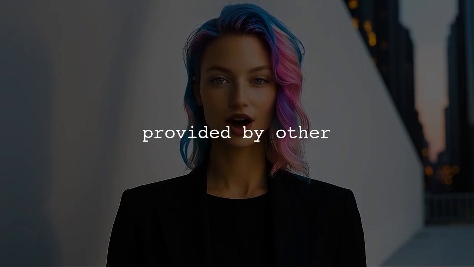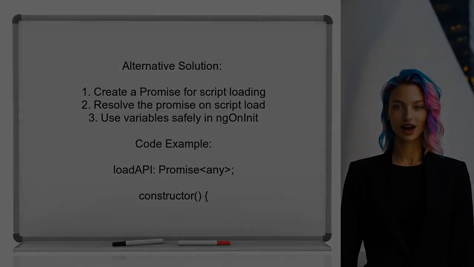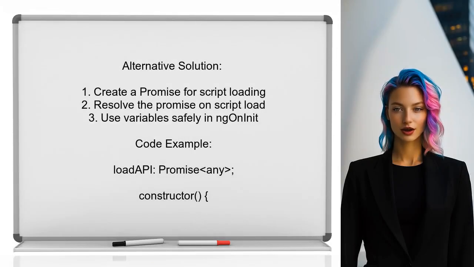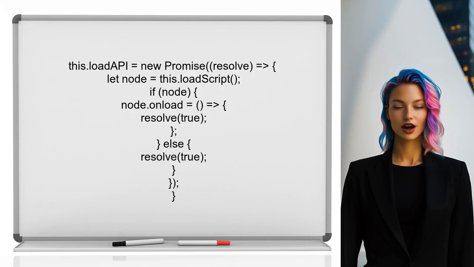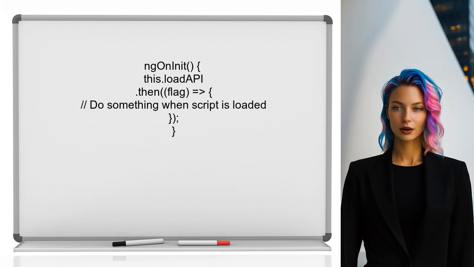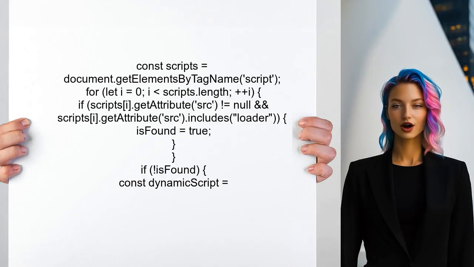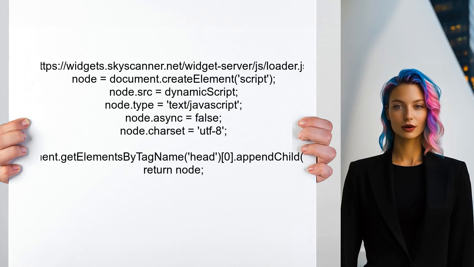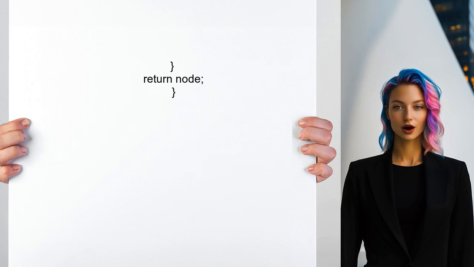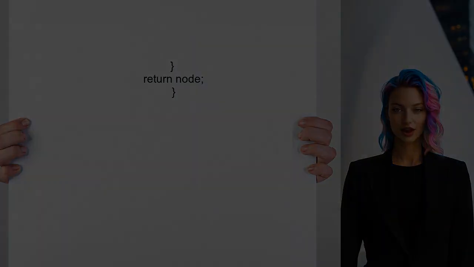Now let's look at the answers provided by other users. An alternative approach shared by another user involves creating a promise to handle the loading of the external script. In the constructor, they define a load API promise that resolves when the script is fully loaded. This ensures that any variables from the script can be used safely in the ngOnInit lifecycle method. The user also includes a load script function that checks if the script is already present in the document. If not, it creates a new script element, sets its attributes, and appends it to the head of the document.